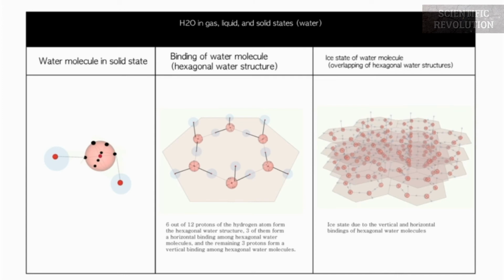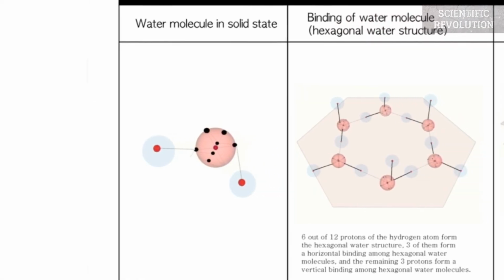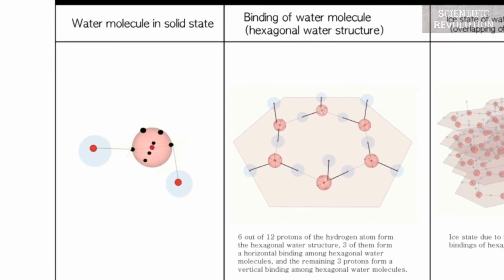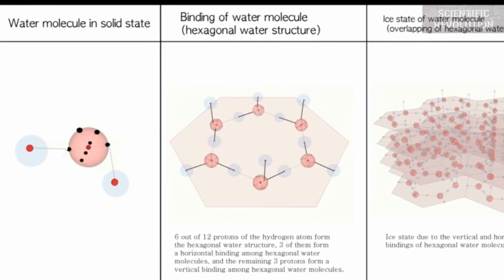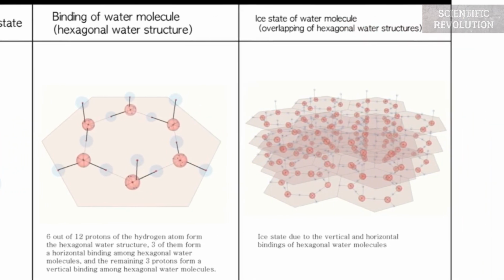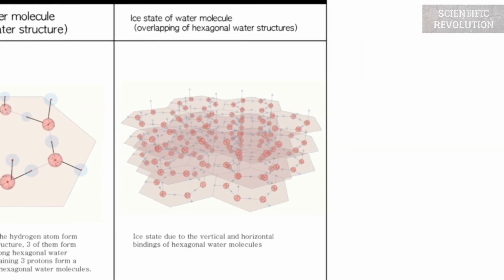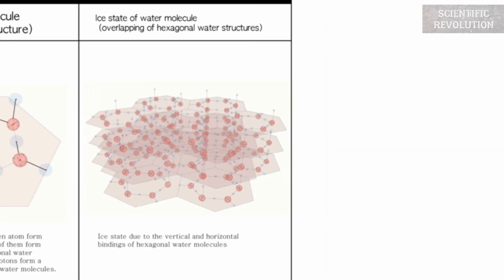6 out of 12 protons of the hydrogen atom form the hexagonal water structure. 3 of them form a horizontal binding among hexagonal water molecules, and the remaining 3 protons form a vertical binding among hexagonal water molecules.